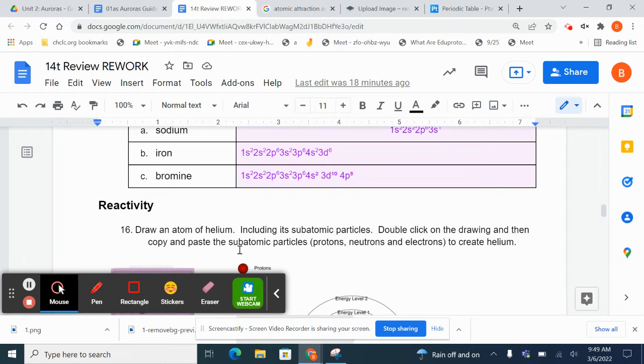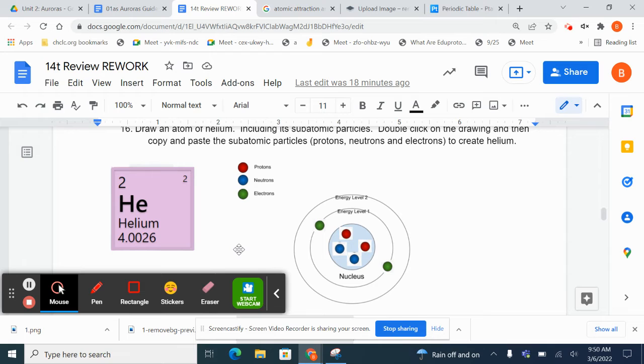All right, let's start talking reactivity. So reactivity, of course, is how reactive an element is, and it's based off of atomic size. So the first thing we're going to do is draw an atom, including its subatomic particles. And we're going to create helium.